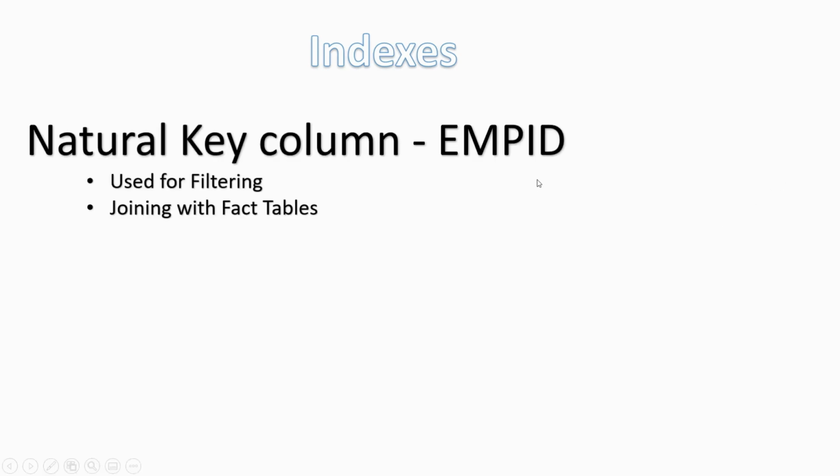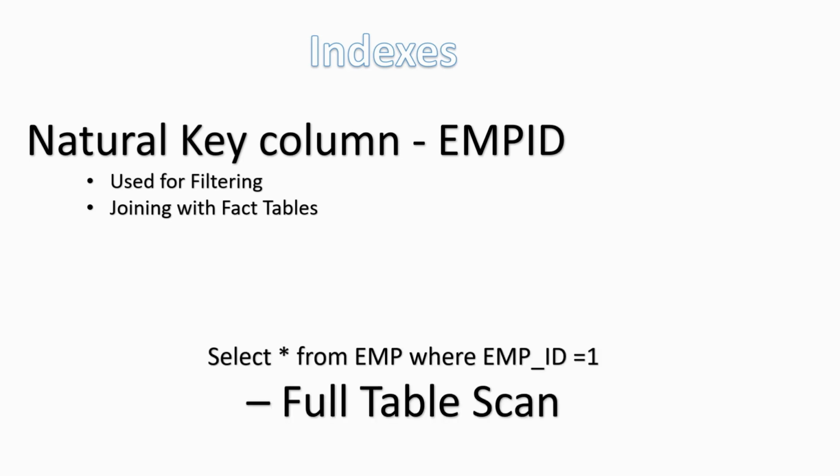Also, as we noticed earlier, in this table, our natural key is employee ID. This column will be used often in our joins and filtering, so it is vital that we create an index on it because we are maintaining history. So we may have multiple records for each employee ID. So here a non-unique index should be created.